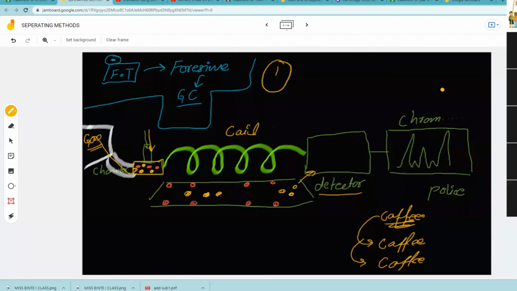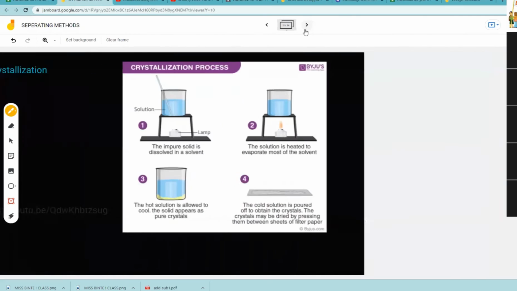Okay, so this is called chromatography. This part is done. But remember, it is important. If any one of you joins the law field, you have to learn this in detail.